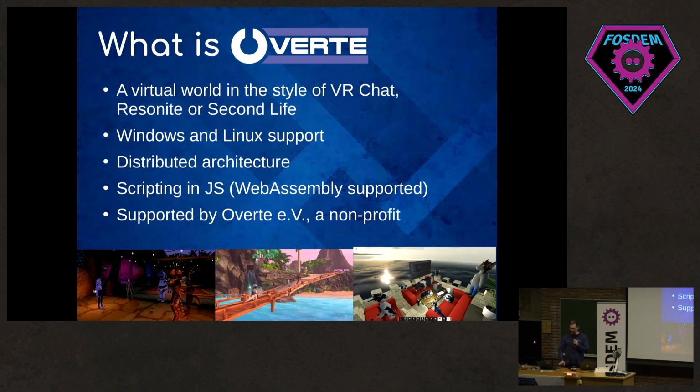Right. So what do we do? We are Overte. We are a virtual world in the style of this. We support Linux and Windows, and have a distributed architecture, which is very different from what the other systems implement. We do scripting in JavaScript with V8, so very modern. And we are supported by a nonprofit, which I'm chairman of.